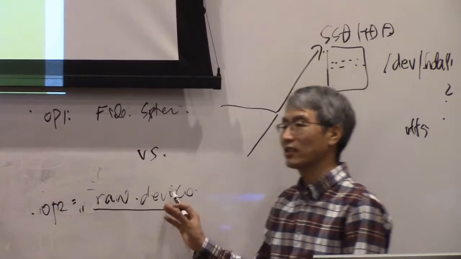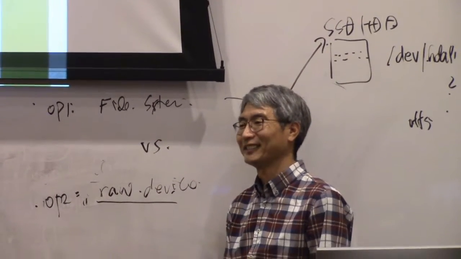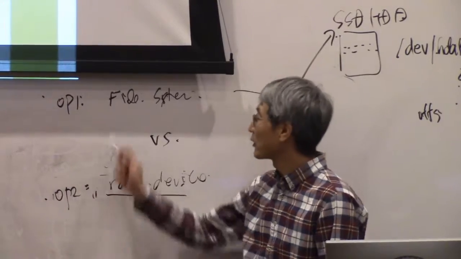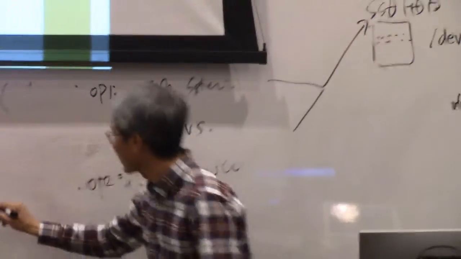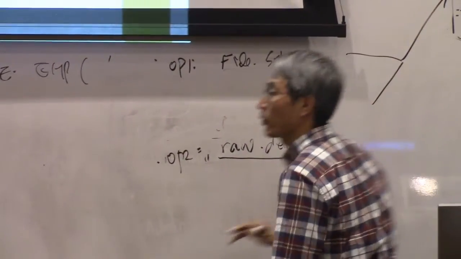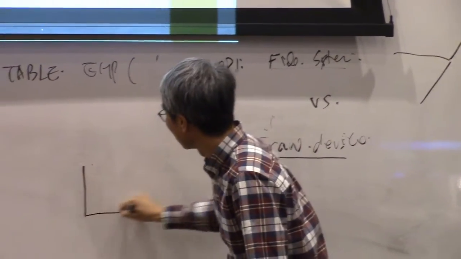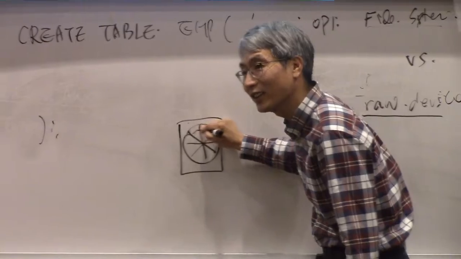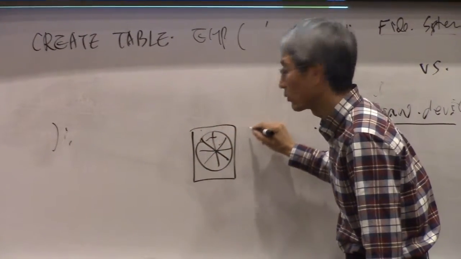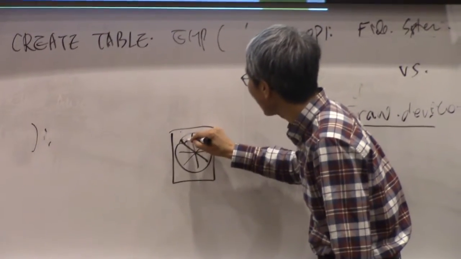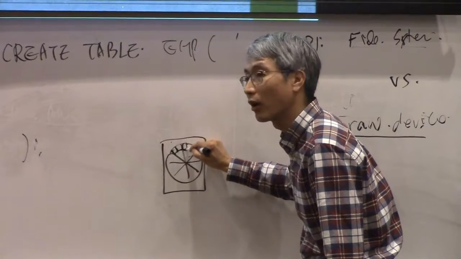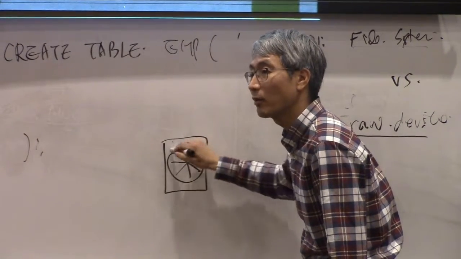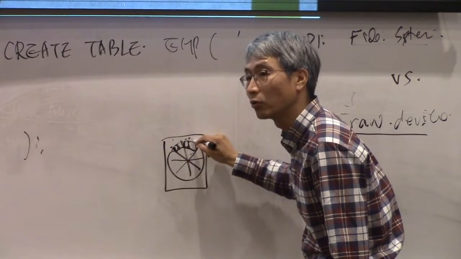Raw device is definitely fast. Why? Yes, the file system is, think about, let's say that we are going to use a hard disk drive. A hard disk drive has a sector and a cylinder number. So you need to specify, each one has a logical block address: 0, 1, 2, 3.